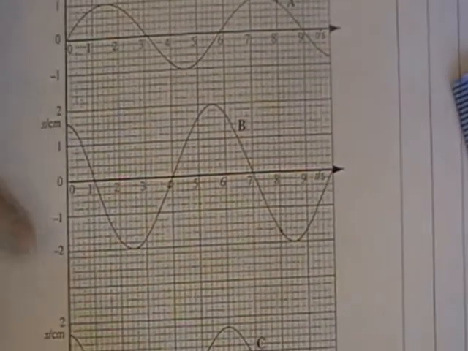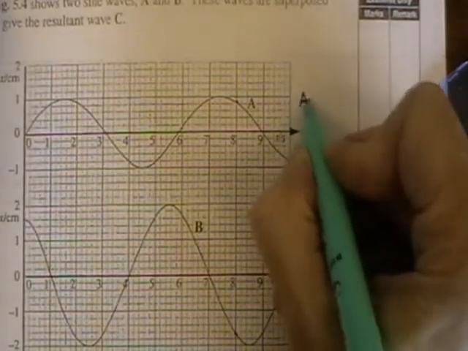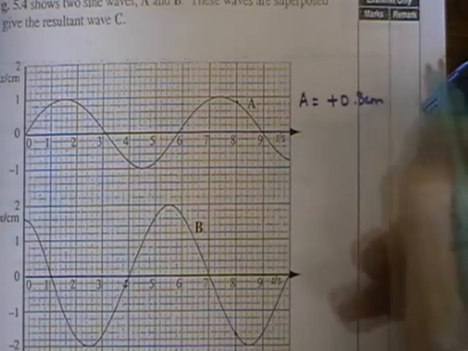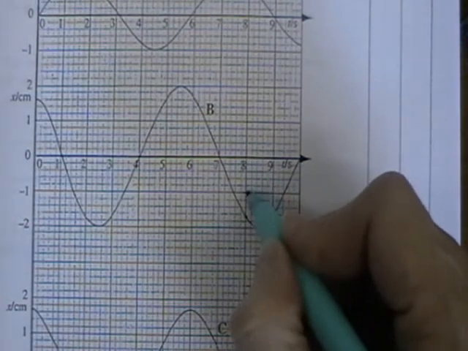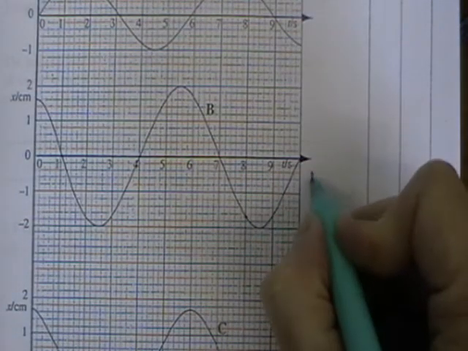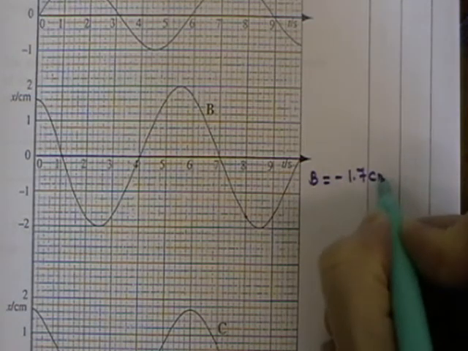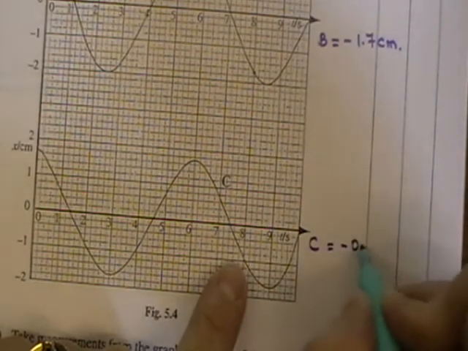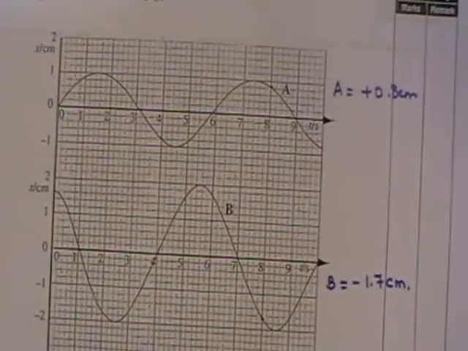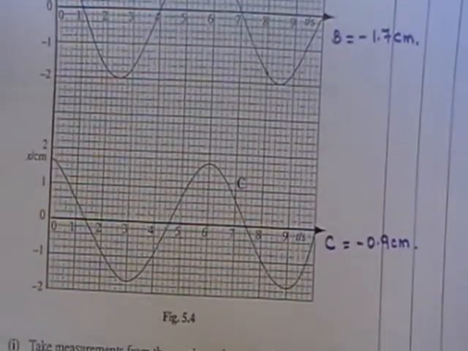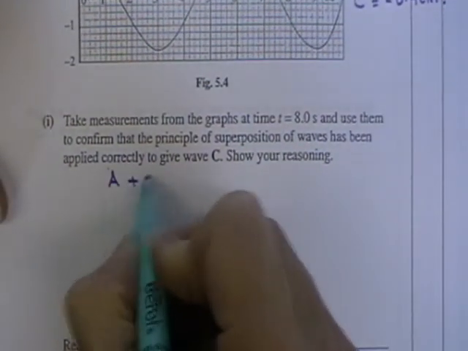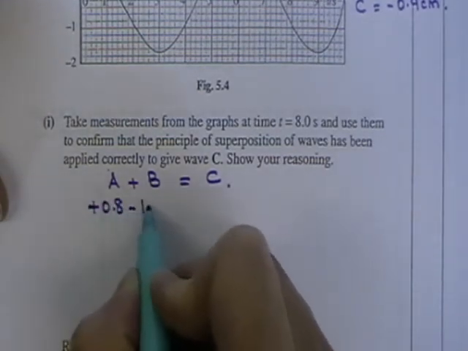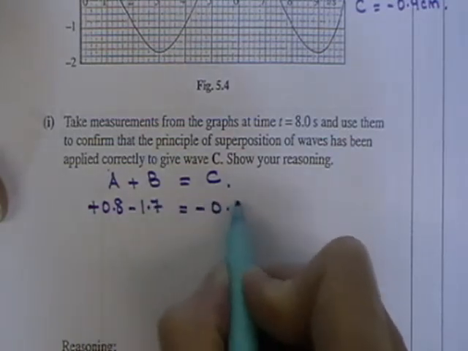Okay, so for A, I'll just write it beside it so that you can see this. For A, the value there is a positive number, and it is roughly plus 0.8 centimetres. For B, you can see at 8 seconds that it's minus 1.6, minus 1.7. And for C, we'll have a look at 8 seconds. C is roughly minus 0.9 centimetres. So what we're going to do is add A and B and hope that we get the value that we have there for C. So A is plus 0.8, B is minus 1.7, and when you add those two together, you do get minus 0.9.